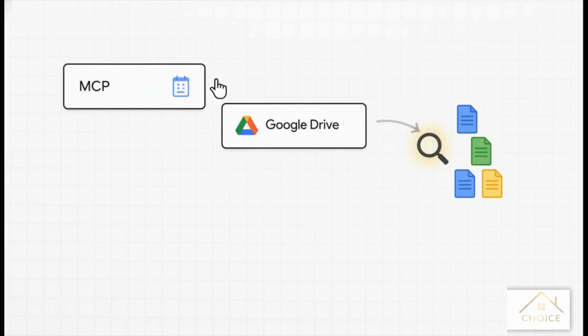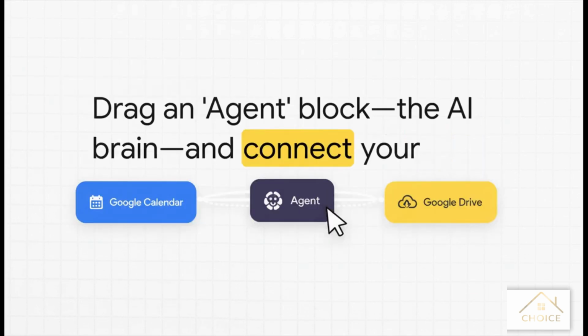Next, we need to give it some context. We'll grab another tool block, just like the first one, but this time we connect it to Google Drive. Now our agent can go and find any relevant notes or docs for each of those meetings. And here comes the magic. We're going to drag an agent block, this is the AI brain, right onto our canvas. Then we just draw lines from our calendar block and our drive block and connect them to it. Just like that, we're feeding all that info straight into the AI.